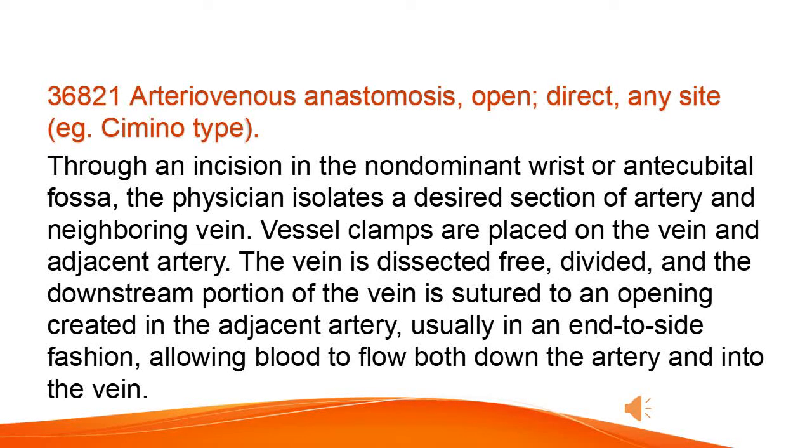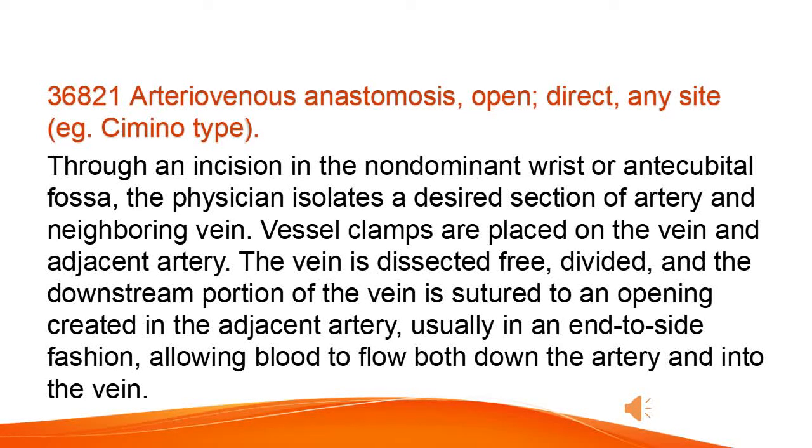Arteriovenous anastomosis, open, direct, any site, e.g., Cimino type. Through an incision in the non-dominant wrist or antecubital fossa, the physician isolates a desired section of artery and neighboring vein. Vessel clamps are placed on the vein and adjacent artery.